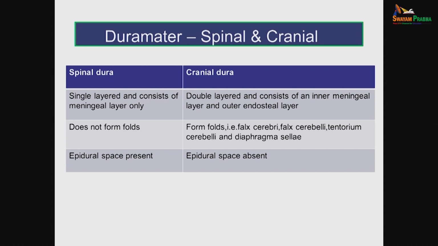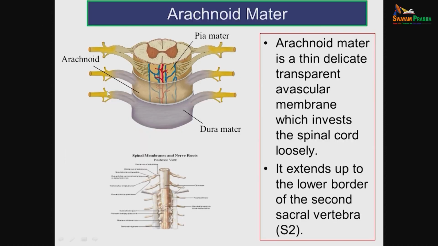Having looked at the differences between spinal and cranial dura mater, we will move on to the next layer, arachnoid mater. As I have already mentioned, from outside inwards, it is dura mater, arachnoid mater, and closely investing the cord will be the pia mater. But the arachnoid mater is a thin, delicate, transparent avascular membrane. This invests the cord loosely. You can see in the picture below also.